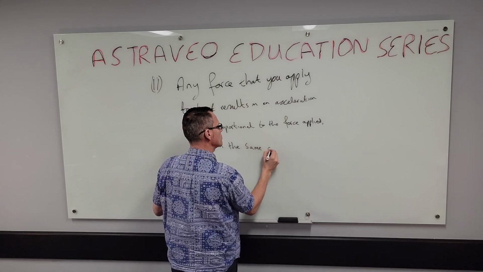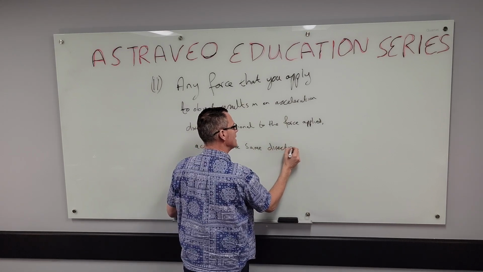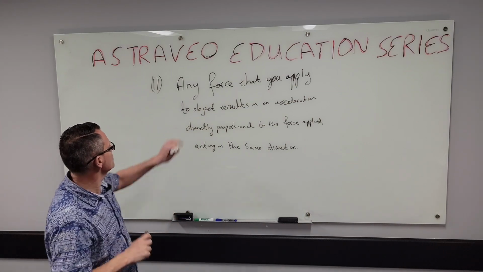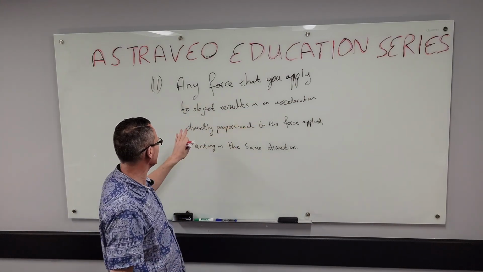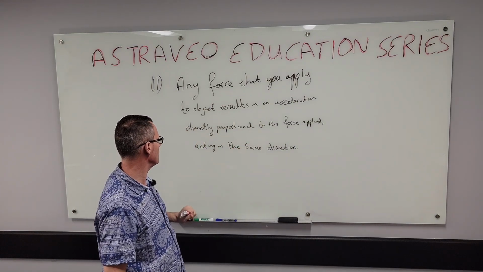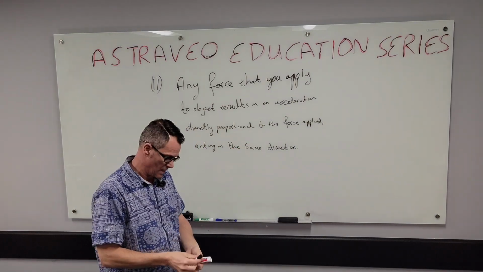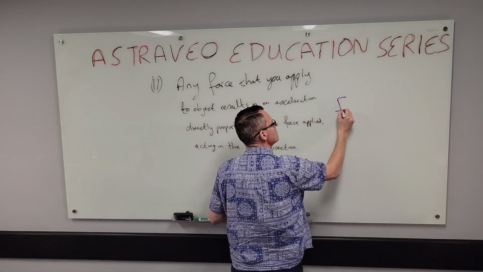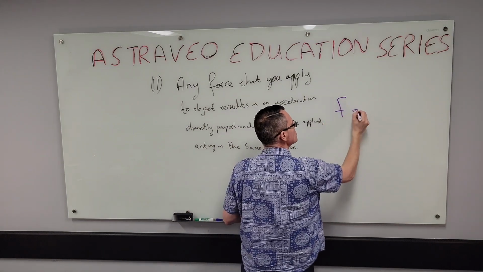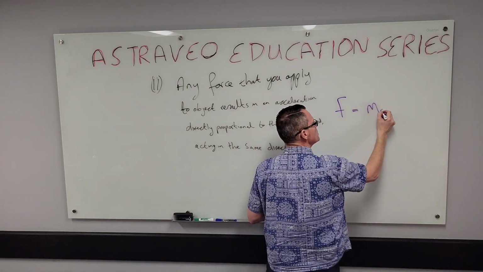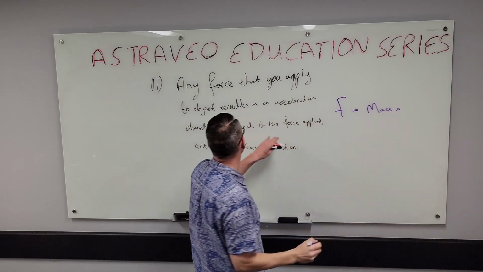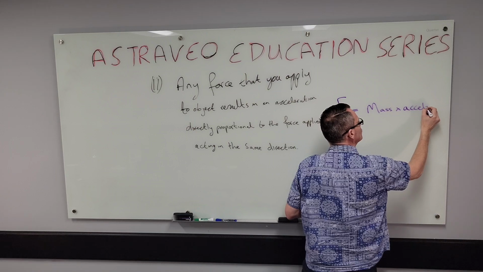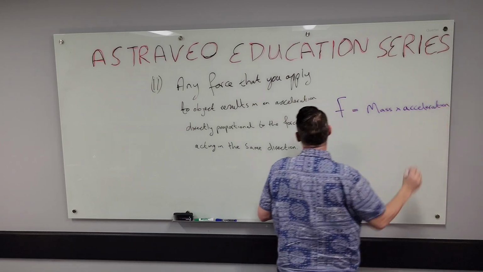Now again, that sounds complicated, but when we break it down, it actually isn't too bad. Okay, so let's just check that we've got that right. Any force that you apply to an object results in an acceleration directly proportional to the force applied, acting in the same direction. Now it has a very simple equation associated with it. Any force, F, depends on the mass of the object times the acceleration. Acceleration. And that's it, really.